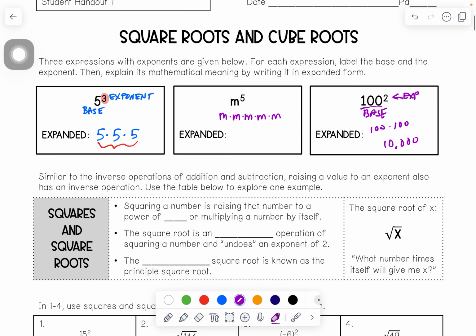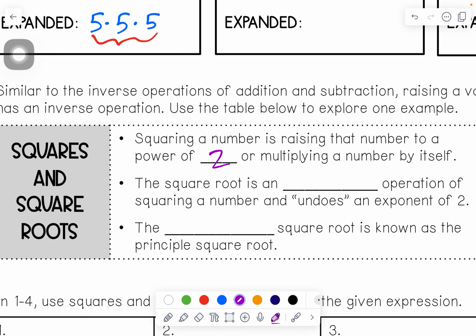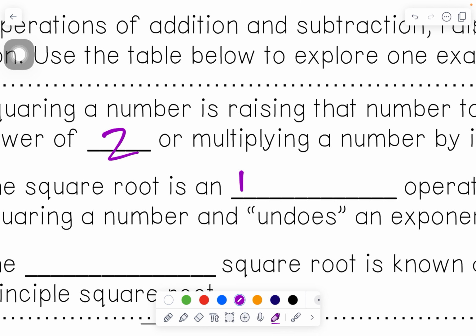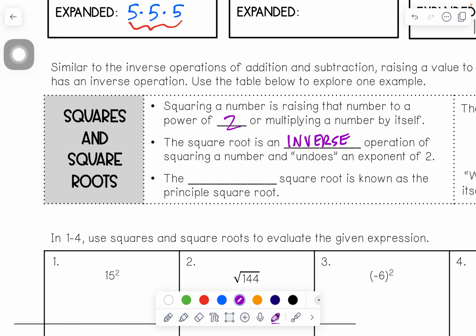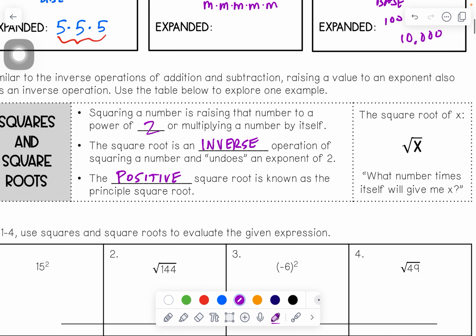Similar to the inverse operations for addition and subtraction, raising a value to an exponent also has an inverse operation. That's called a square root. Squaring a number is raising that number to a power of 2, or multiplying it by itself. The square root is an inverse operation. You heard me say the undo when we were solving equations last chapter, same idea. The positive square root is what we call the principal square root, and typically that is the answer that is given. The square root of x means we're trying to think about what number times itself would give us x.